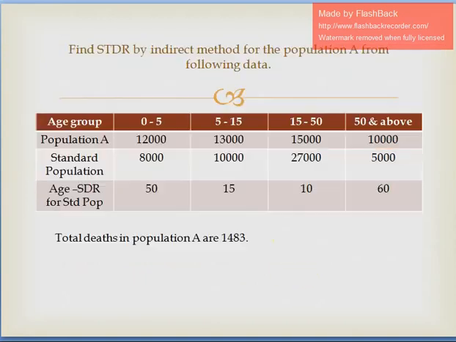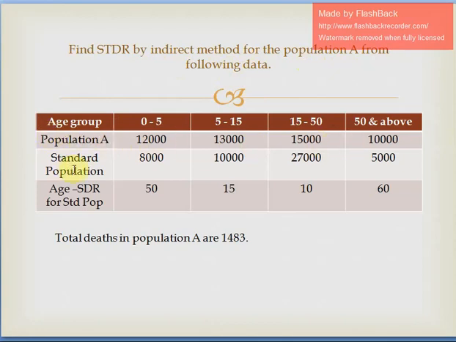Now we will take one more example in which we apply the indirect method of standardization. Read this example: find STDR by the indirect method for the population A from the following data. We are given the age group, and we are given population A, so that is PIA, which is known.